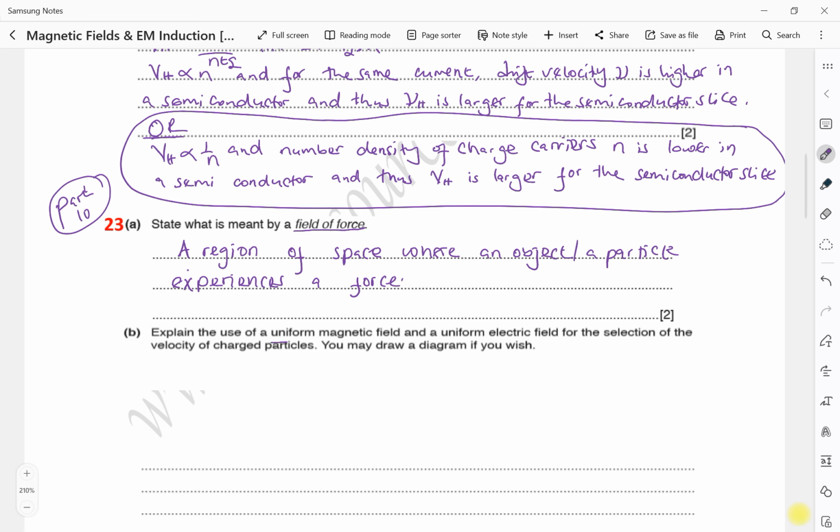Explain the use of a uniform magnetic field and a uniform electric field for the selection of the velocity of charged particles. You may draw a diagram. Many times when they say you may draw a diagram, it's because the diagram makes explanation easy without putting in a lot of effort to explain anything. So I will represent a uniform electric field with parallel plates, as we saw in electric fields. So let me draw parallel plates here.